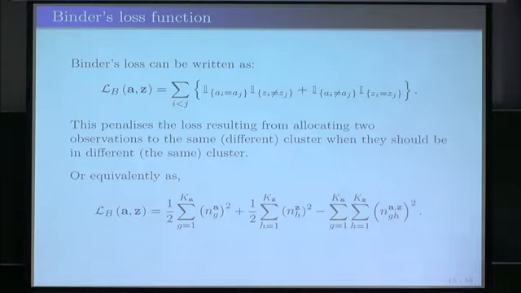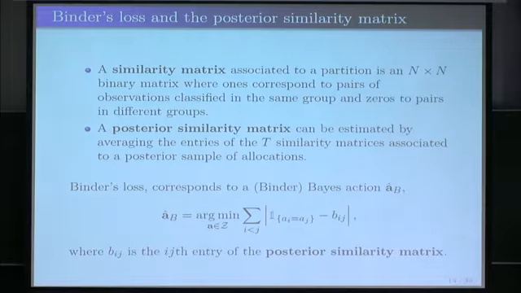And it turns out that Binder's loss can be expressed in terms of the quantities from the contingency table that I showed you before as well, in the following way. And it turns out that Binder's loss is closely related to what's called a posterior similarity matrix, which I'll just describe to you now.